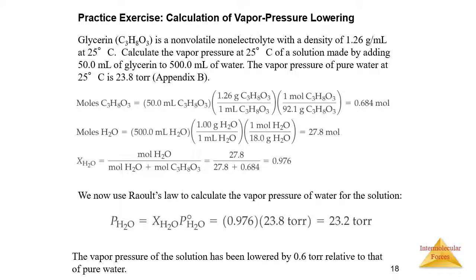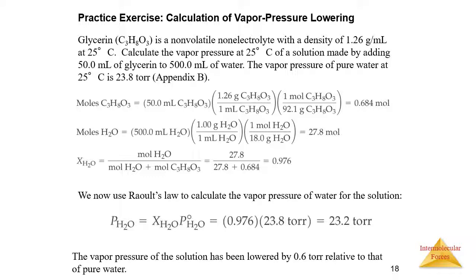Then go back and do the same thing for the water. We have 500 mL of water, because we get that from the problem, and 1 gram of water over 1 mL of water, and then times the 1 mole of water over the 18 grams, because that's the molar mass of water. So again, if you divide 1 by 18 and multiply that by 500, you should get 27.8 moles for the water.